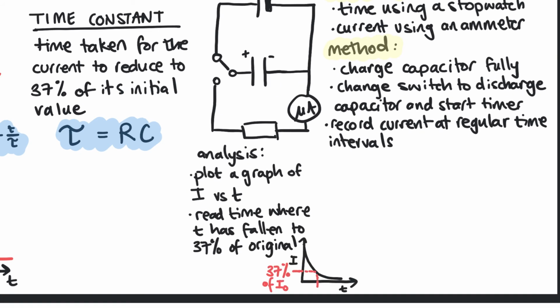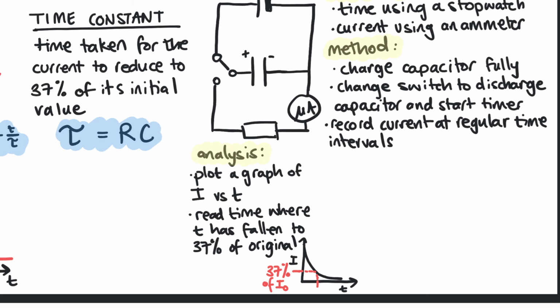We take that data and plot it on a graph with time on the x-axis and current on the y-axis. What we'll get is that exponential decay curve. In order to determine the time constant, we first read off the initial value of the current, which we call I0, and then find 37% of that initial value. You then use a ruler to draw a line across from that value of the current until it meets the curve, drop that line straight down, and read off the value for the time. That value is the time constant.